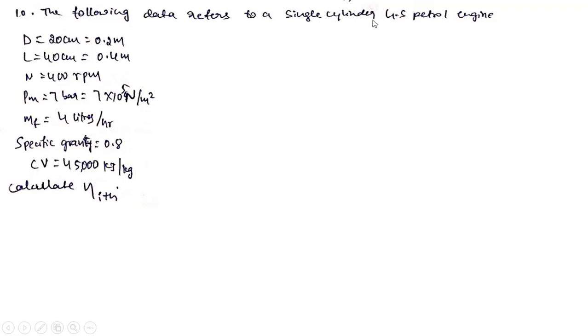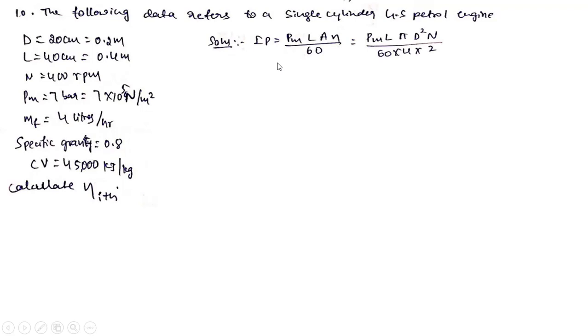Given engine is single cylinder 4-stroke petrol engine, and all these are the data regarding that engine. Diameter of the cylinder 0.2 meter, stroke length 0.4 meter, speed of the engine 400 rpm, mean effective pressure 7 into 10 power 5 Newton per meter square, mass of that fuel consumed is 4 liters per hour, specific gravity is 0.8, calorific value is 45,000 kilojoule per kg, and indicated thermal efficiency of that engine is to be calculated.